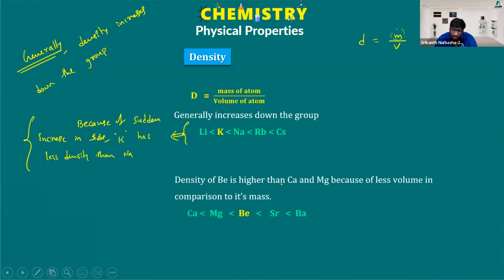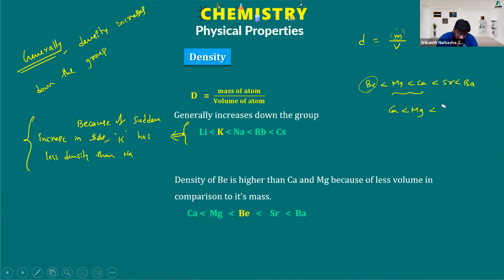Density of beryllium: the same exception you can see with respect to magnesium and beryllium. Density of beryllium is higher than calcium and magnesium because of less volume in comparison to its mass. So first elements are going to have the least volume. The general order is beryllium, magnesium, calcium, strontium, barium. This is the general trend, but you have seen the exception with respect to calcium and magnesium. Calcium has less density when compared to magnesium, same as potassium has less density than sodium. But beryllium will have more density than magnesium also.